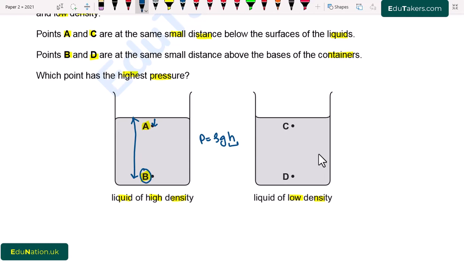Also for the case of C and D, the C point is above the base of the container and D point is also above the base of the container, but its distance is very large. So the pressure at depth is larger when the depth is greater. So option B is correct here.